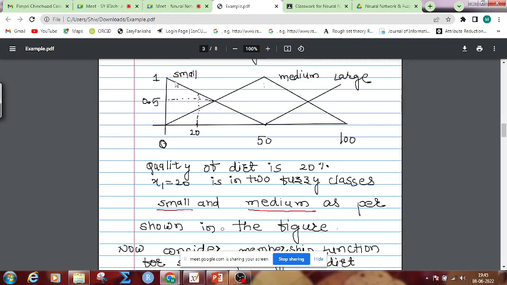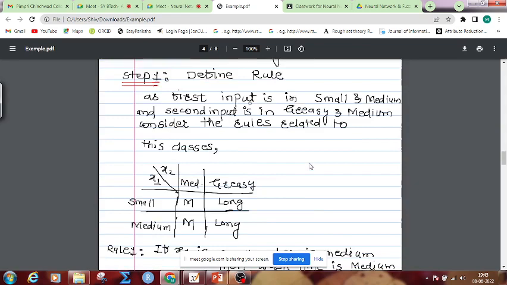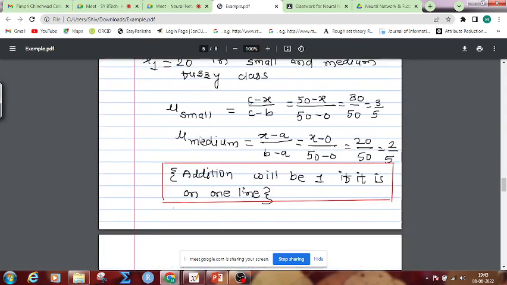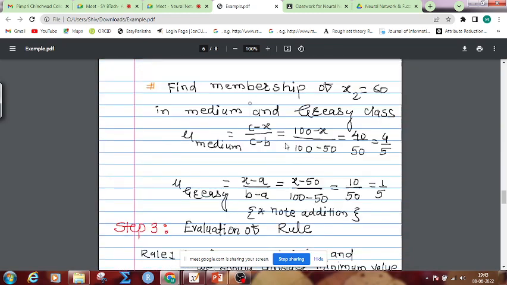What is the value of c? If you consider a triangle, I am just assuming the remaining part on this side. So a, b and c. For this triangle, this is a, this is b and this is c. Simply the 3 points of the triangle, starting point, middle point and ending point on the x-axis, we want here. If I put all these values, I will get the membership: mu for small, mu for medium. And in a similar way for the second one, mu medium, mu greasy. These memberships are for x2.